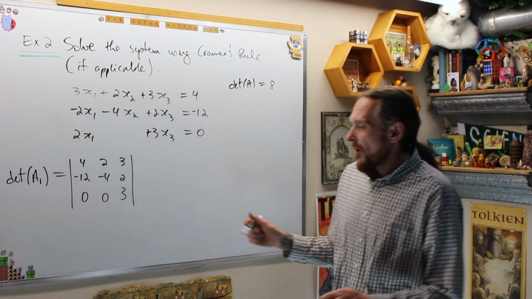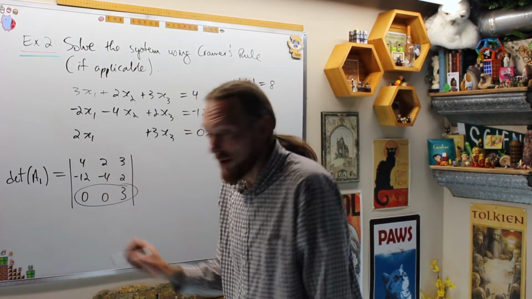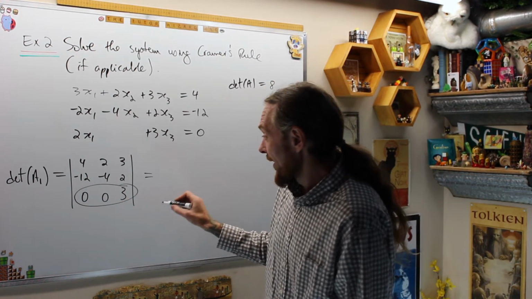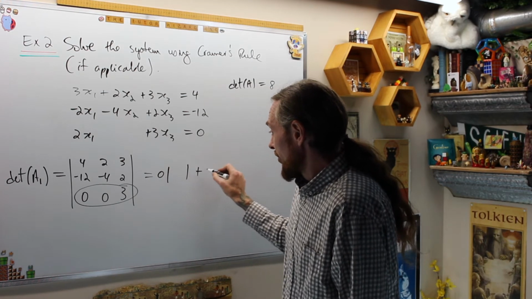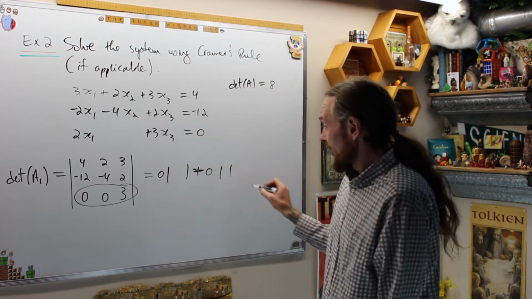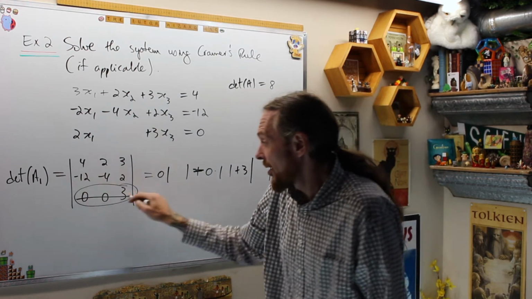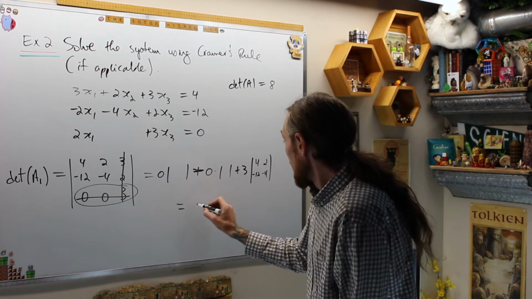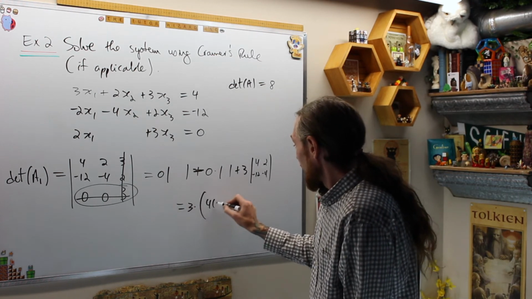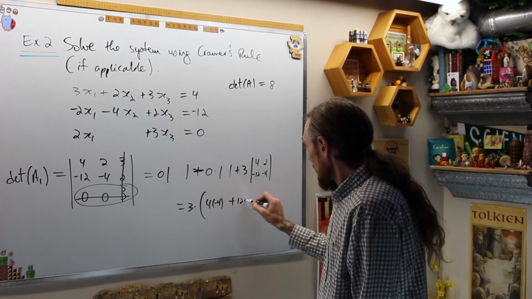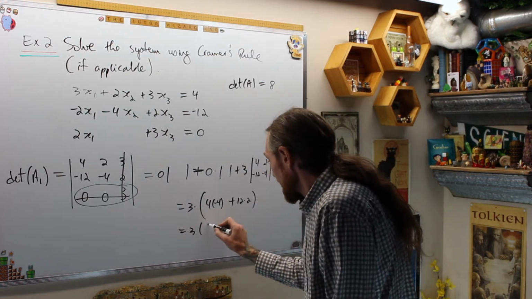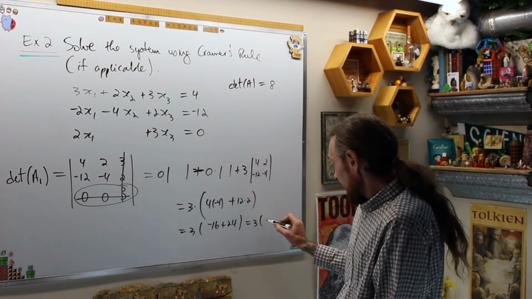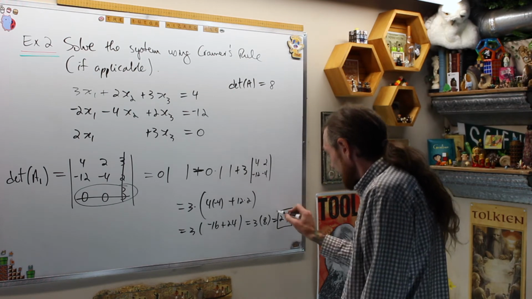All right, the determinant of A1 is equal to, I'm going to cofactor along column 3 again, mostly because I have 2 zeros. Now, what are we going to get? I'm going to get 0 times I don't care, minus 0 times I don't care, plus 3 times, block off this and this, and we're going to get 4, -12, -4, which is equal to 3 times 4 times -4 plus 12 times 2, which is 3 times -16 plus 24, which is 3 times 8, which is 24. Let's compute the other two.